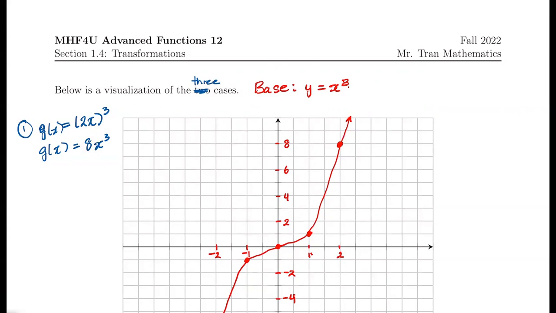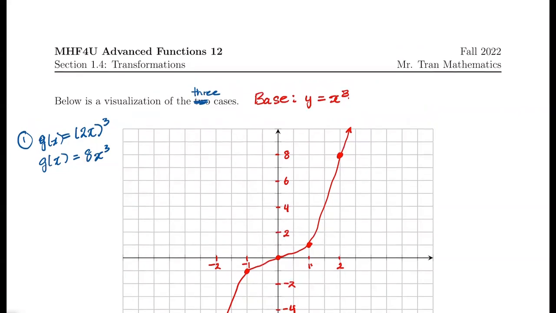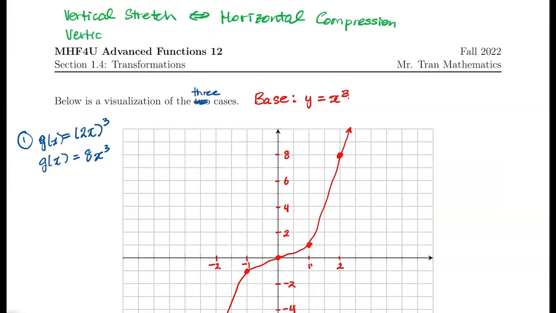So this is sort of like a trick that you could use to remember. A vertical stretch is pretty similar to a horizontal compression. And similarly, a vertical compression is similar to a horizontal stretch.